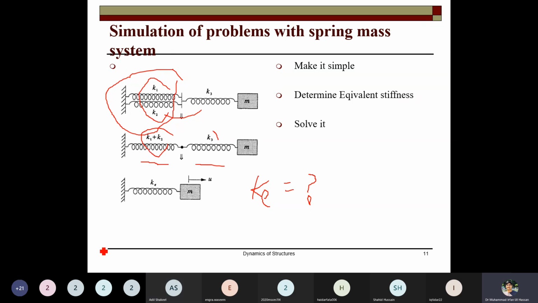What is the KE value for this case? It is 1 over (K1 plus K2) plus 1 over K3, which is equal to 1 over KE. So in this way you can determine the equivalent stiffness and solve the problems.